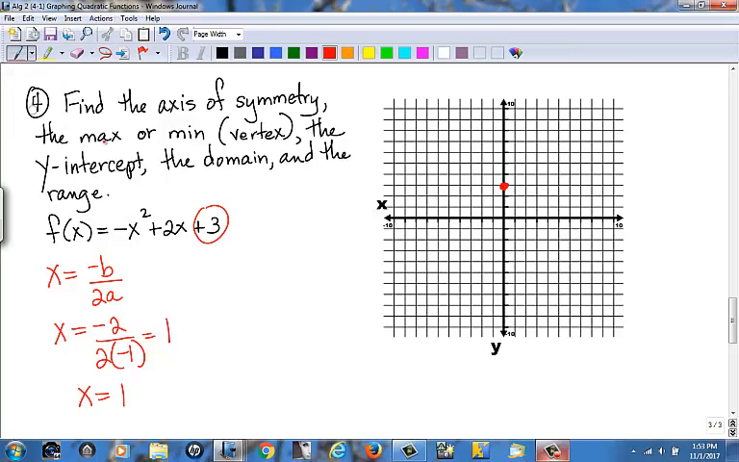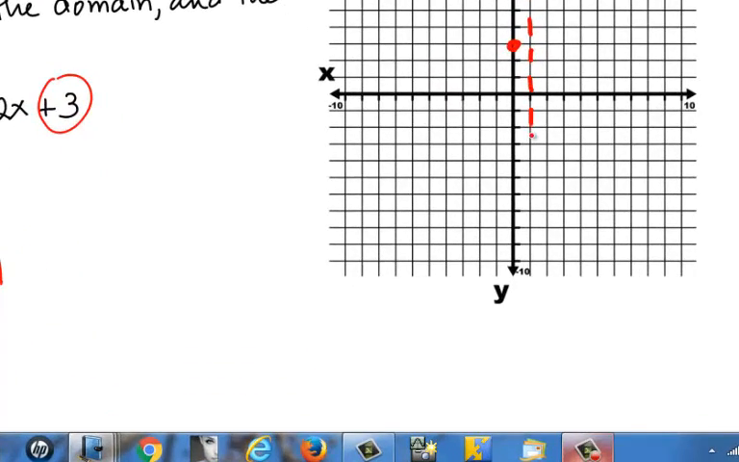I'm going to make it a little bit bigger. So x equals 1, right along there. Also, you should be able to tell by sight, by looking at this, how it's going to open. If the a value is negative, it opens down, so we know it's going to look like this. If the a value is positive, it's going to open up. So this one we know opens down. Okay?